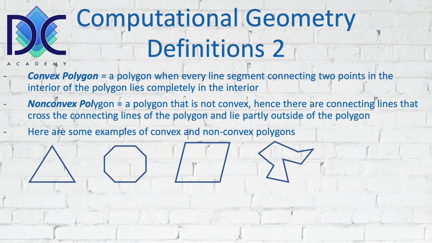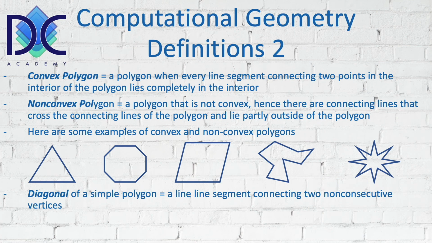Now we have two non-convex polygons. We have some crazy form polygon, and we have the star-shaped polygon. So both of them are in fact non-convex polygons because we can connect some points of the outside, and that connecting line is going outside of the polygon itself. We will look into that in some other examples.